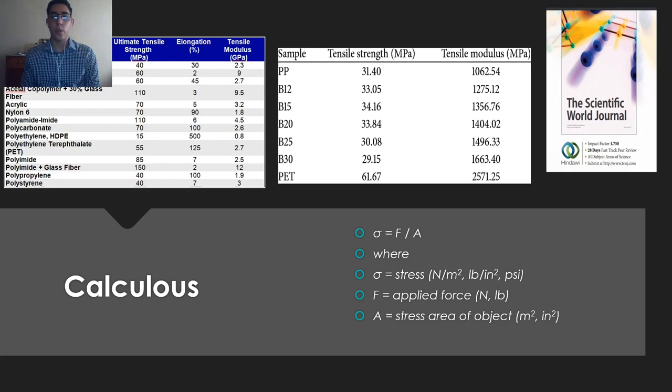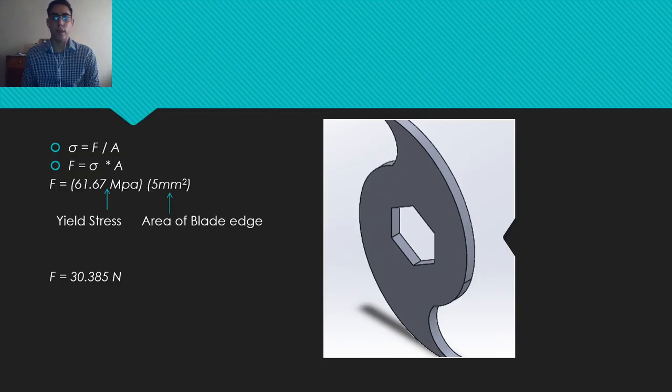For these reasons, we looked up the yield stress of the PET, which according to a recent study of the Scientific World Journal, the most accurate value of this is 61.67. We will also need to use the equation of the shear stress, as seen below. We now solve for the force, and we have that it is our yield stress times the area of the blade edge. This area is the extrusion of our blade, which is 5 millimeters square, and we obtain 30.38 newtons.